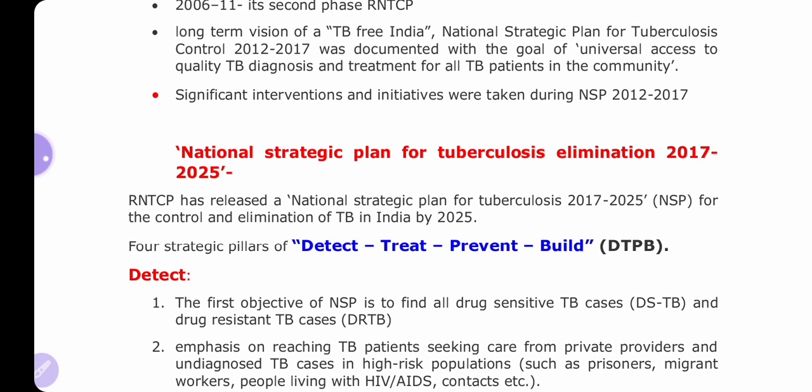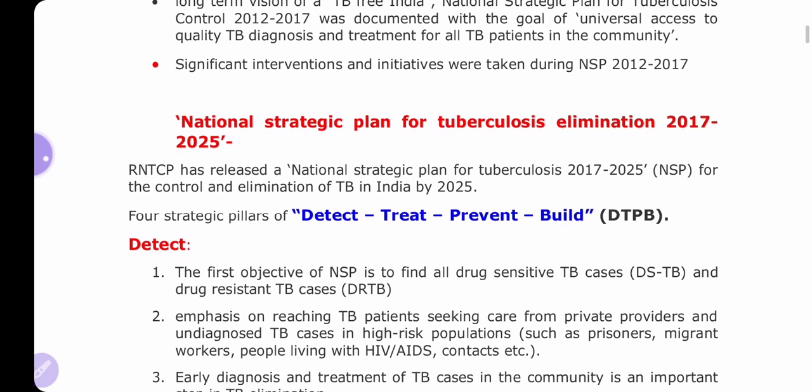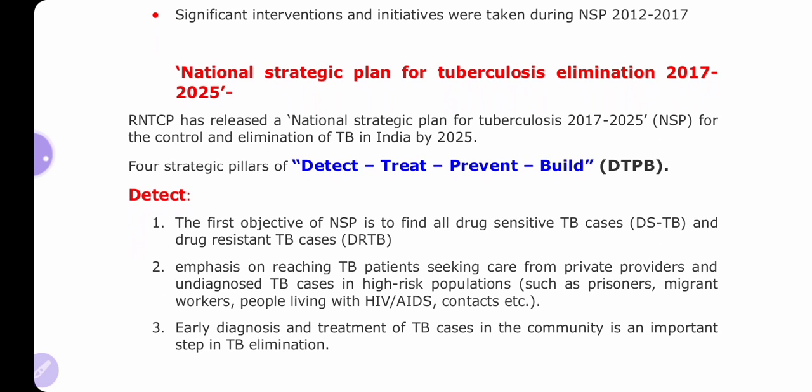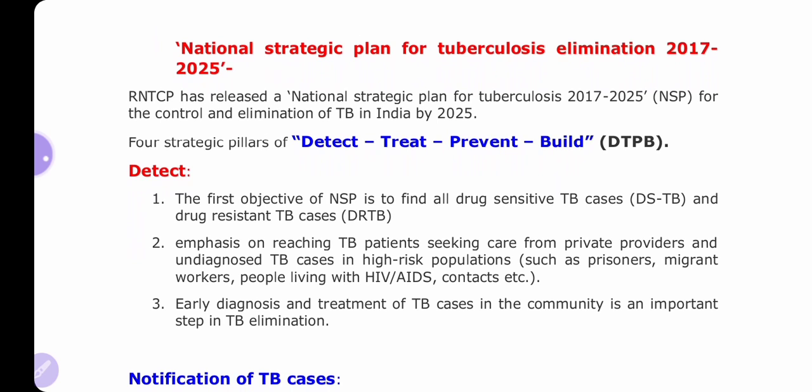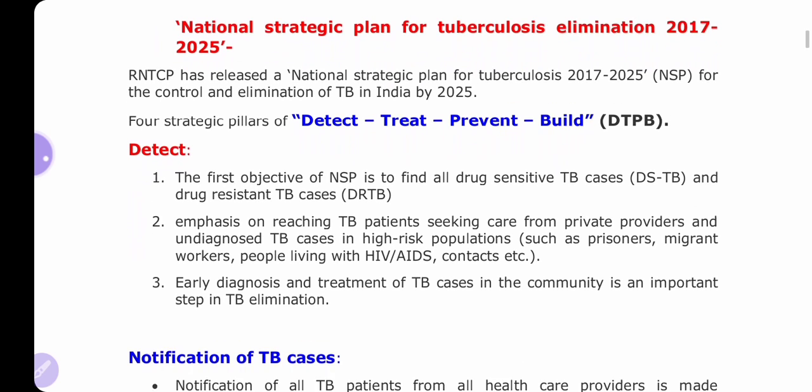Later, the National Strategic Plan for Tuberculosis Elimination 2017 to 2025 was launched for the control and elimination of TB in India by 2025. There are four strategic pillars in this strategy, which are detect, treat, prevent, and build. So four pillars were put forth at that time.